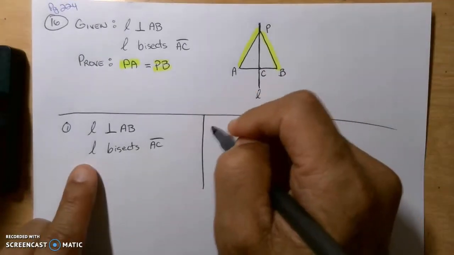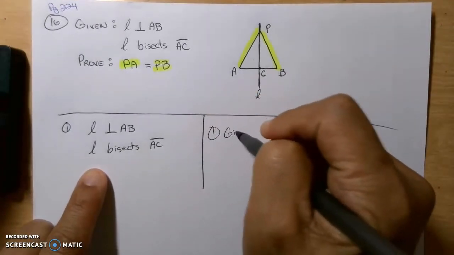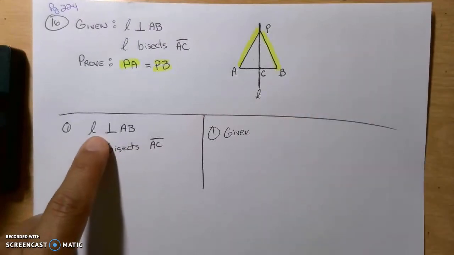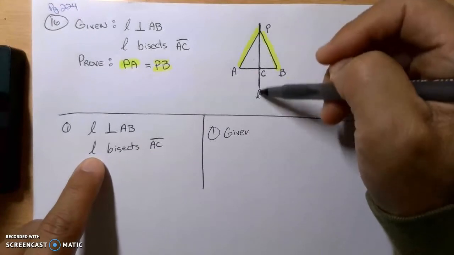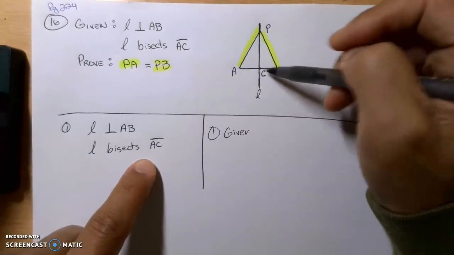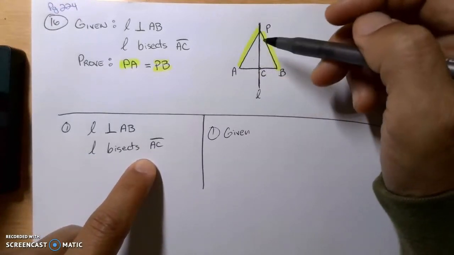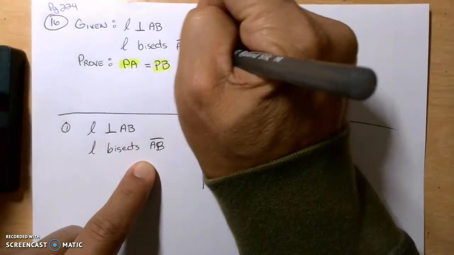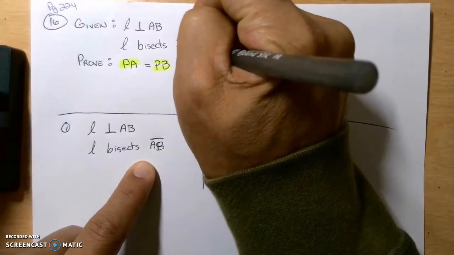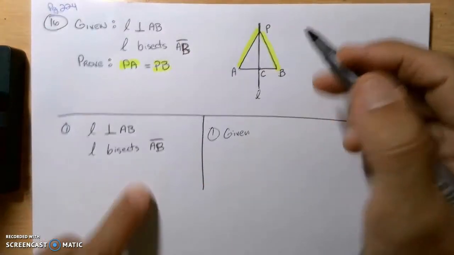So let's go with the given. It's already written, but what does it say? It says this line L is perpendicular to AB. This line L bisects AC. I don't think it's AC, it's AB. This should be AB. That's a really bad B. But it bisects this line here.